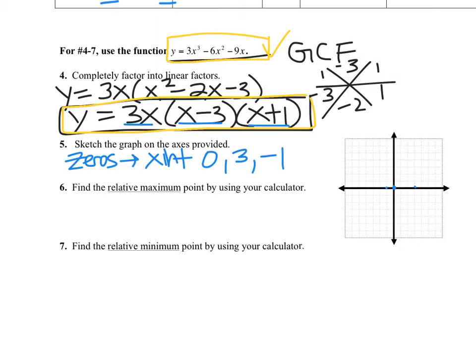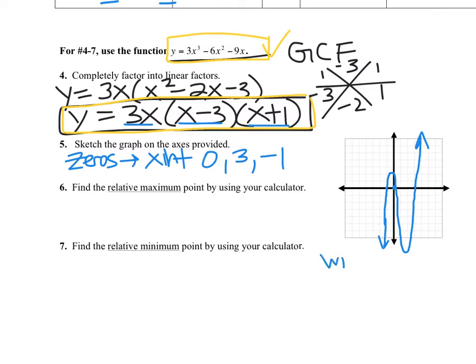Okay, it's so early. All right, so go ahead and graph. My graph goes up here, down, and then way down here and back up. It actually goes off my graph, so I can fix that by changing the window.